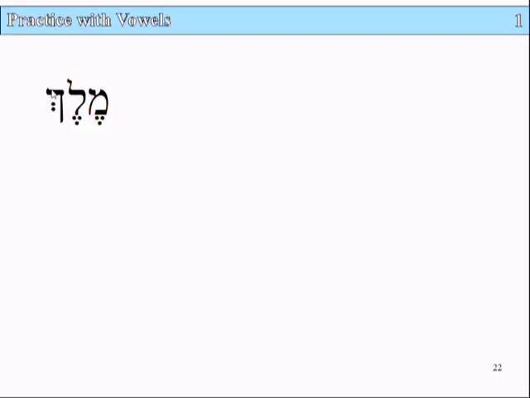And the final kaf has a ch, or in this case, when we say it quickly, k. So it's me, le, k, melek. Melek means king. Mem, lamed, final kaf, melek.